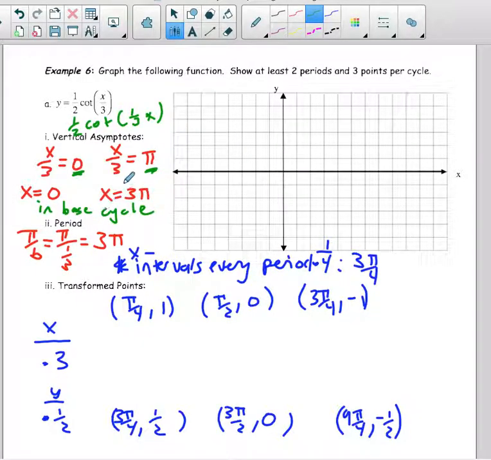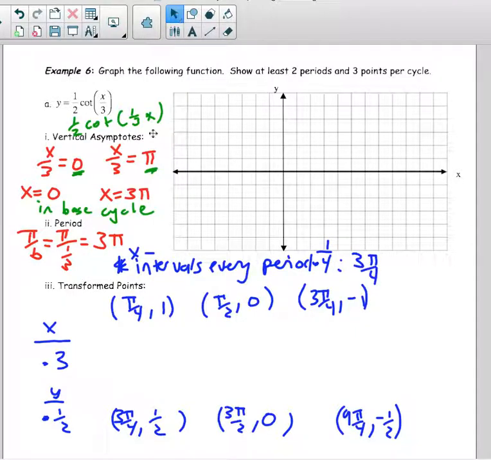Okay, and then we went ahead and we found the period. Two ways to think about the period. One is take pi, which is the period of cotangent, divide by b, which is 1/3. So pi divided by 1/3 is 3 pi. Or you can simply look at the distance between the vertical asymptotes. The distance from 0 to 3 pi is 3 pi.